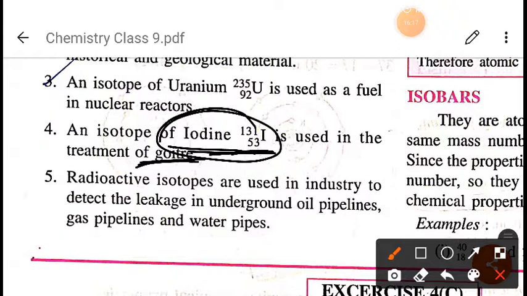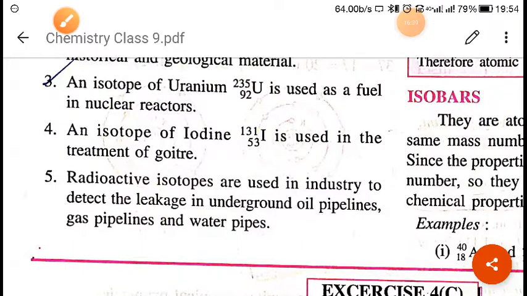And again, radioactive isotopes are used in industries to detect leakage in underground oil pipelines, gas pipelines, and water pipes. So to find out the leakage in an underground oil, gas, or water pipeline, these isotopes are used.